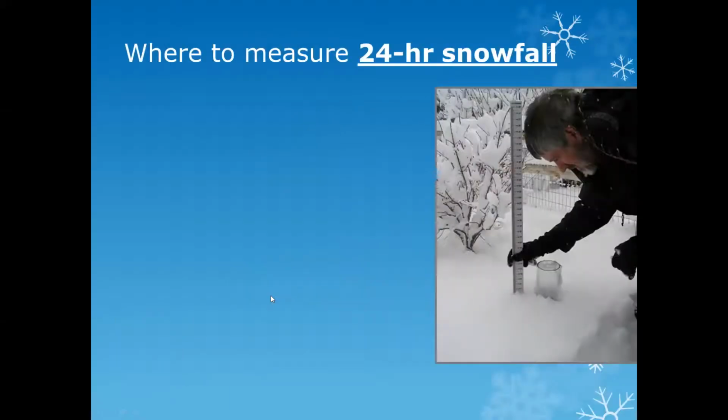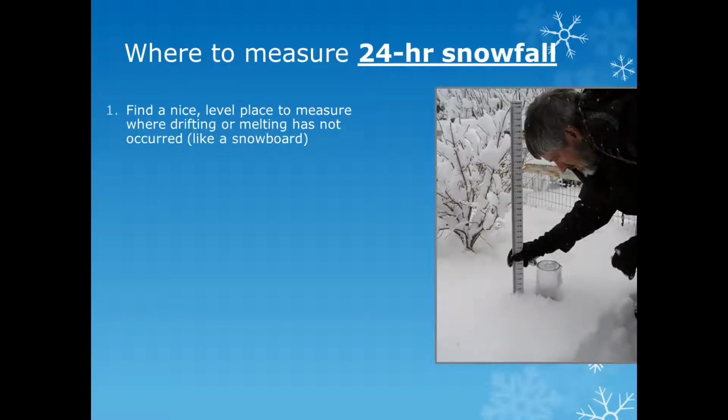So where do you measure 24-hour snowfall? If you're me and have a pretty good size area, a lot to move a snowboard around in, it's not too difficult, but you want to find a nice level place where drifting or melting has not occurred. If you have a snowboard out, they are usually very good at catching a nice layer of snow, even in moderately breezy conditions. If it's a howling snowstorm with 20 to 25 mph winds and a very dry snow, your snowboard could be bare while you've got snow everywhere else. That's just the nature of the game.